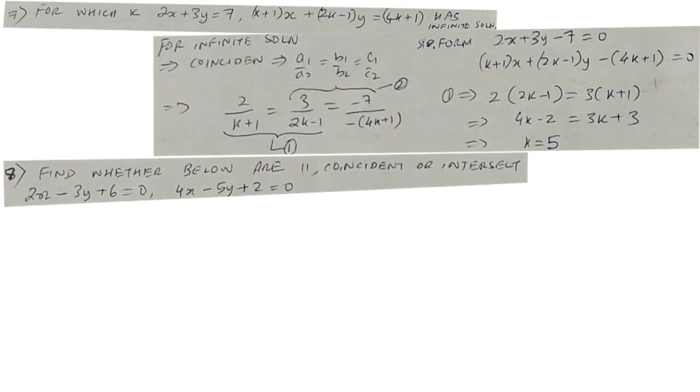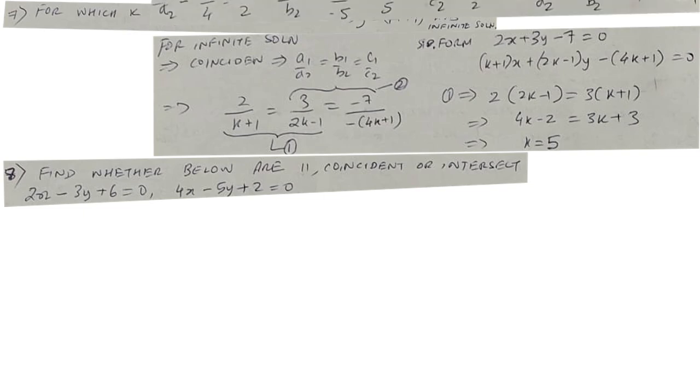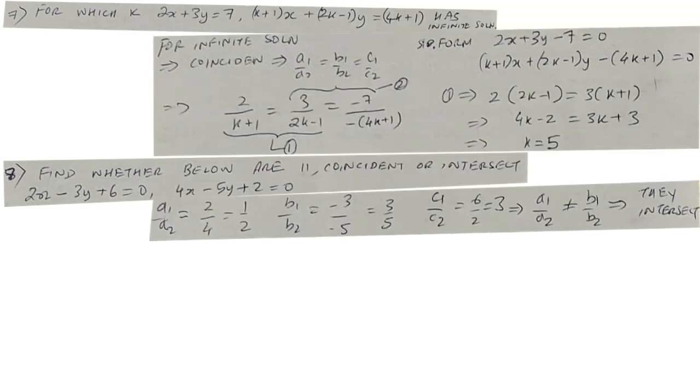Okay, find whether the below are parallel, coincident, or they intersect. Again they are already in standard form. 2x minus 3y plus 6 equal to 0, 4x minus 5y plus 2 equal to 0. You calculate a1 by a2, which is 2 by 4, which is 1 by 2. b1 by b2 is minus 3 by minus 5, which is 3 by 5. And c1 by c2 is 6 by 2, which is 3. So a1 by a2 is not equal to b1 by b2, which implies they intersect, which means they have one single solution.